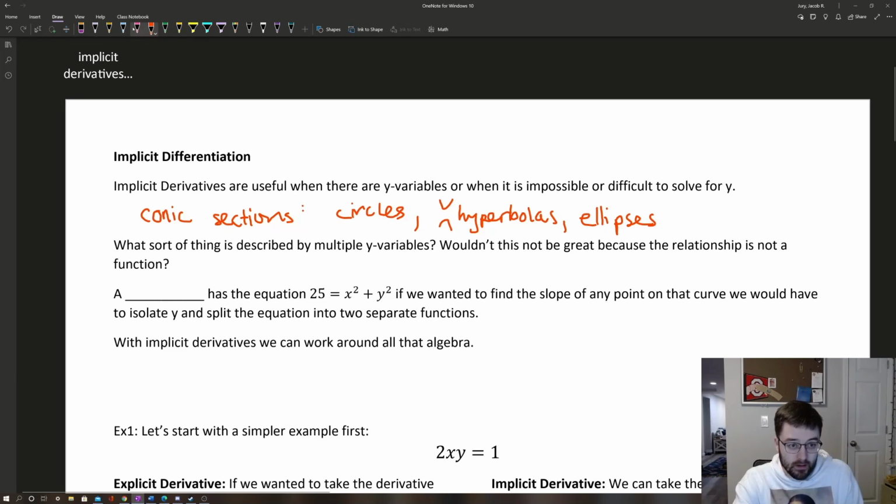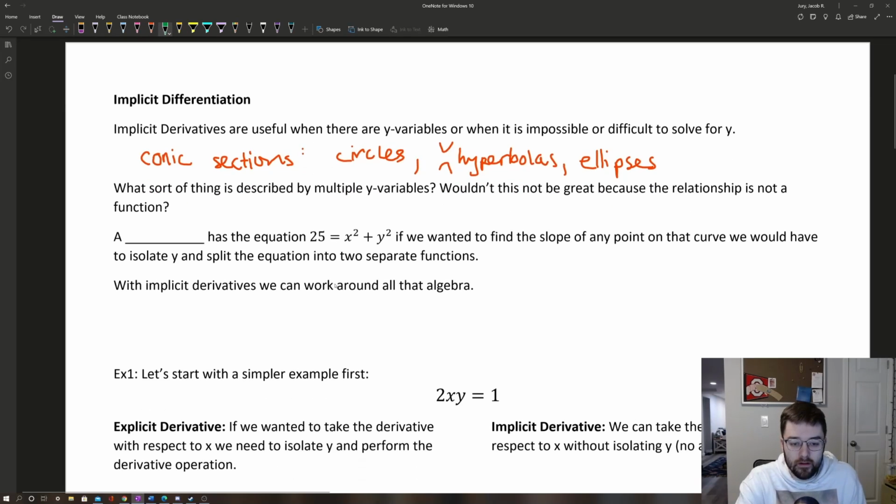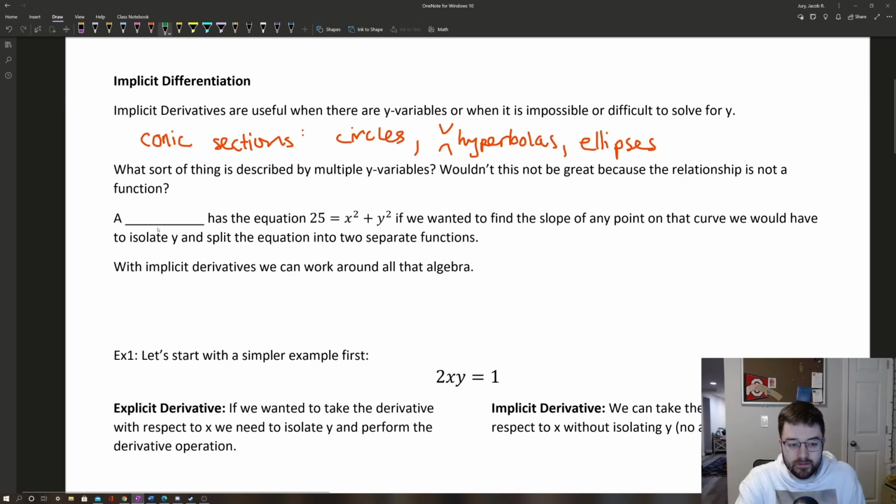So our implicit derivatives are going to be able to accomplish that. And this equation right here, you might recognize it, but this is a circle. This is the equation of a circle. And it looks like the Pythagorean theorem because it is, and that's how you make a circle. You just spin a triangle around an equidistant point from the center.